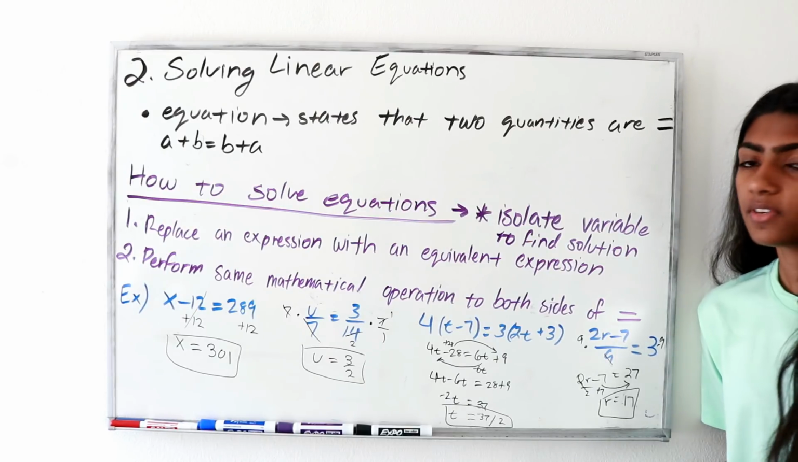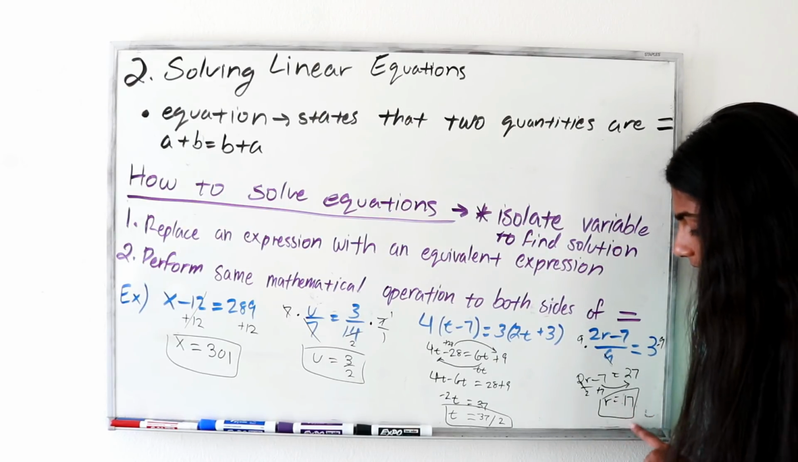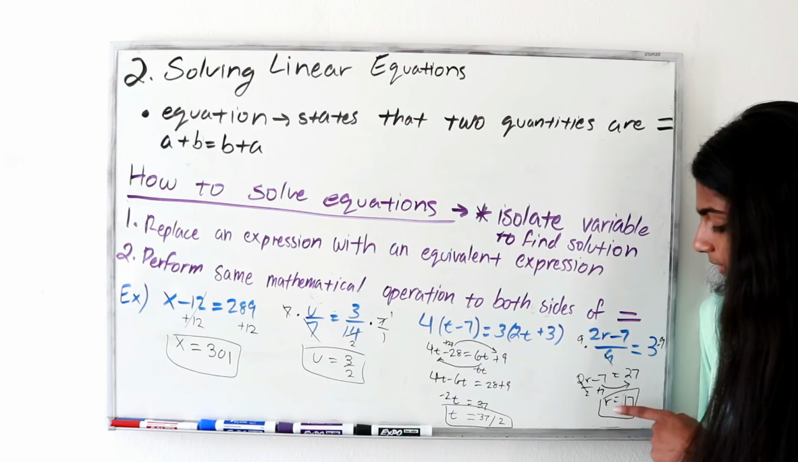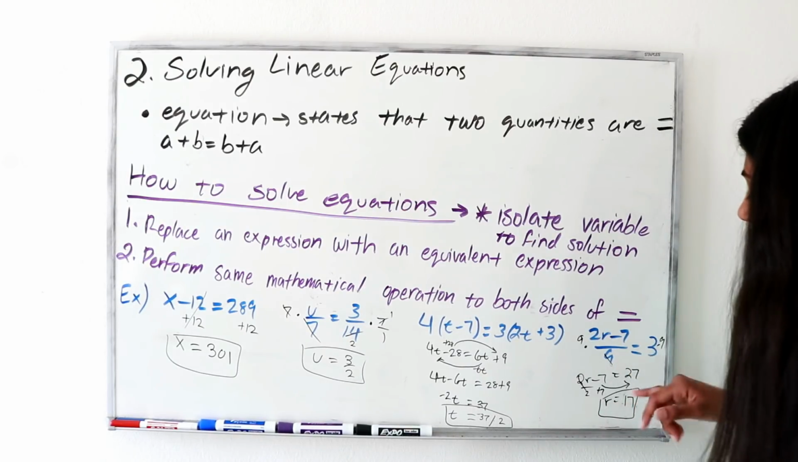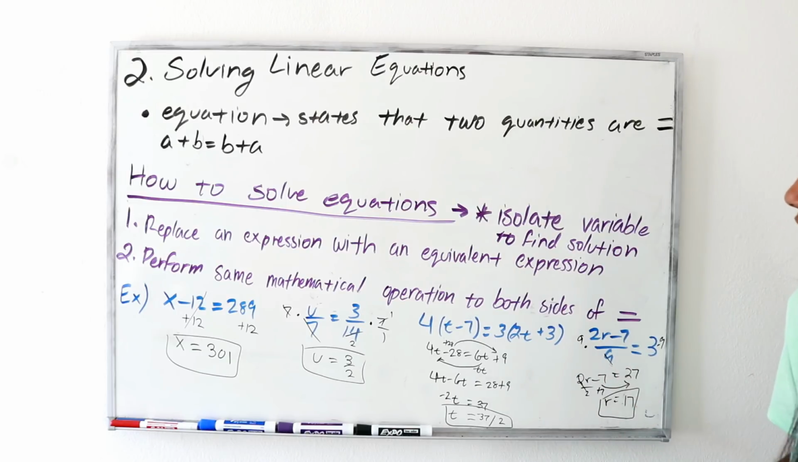Now, before we finish, we want to make sure that whatever we get is correct. So what you can do is plug whatever you get for the variable back into the original equation. So let's say for r equals 17. What's 2r? That's 34. 34 minus 7 is 27. So 27 divided by 9, that is 3. 3 equals 3, you're correct.